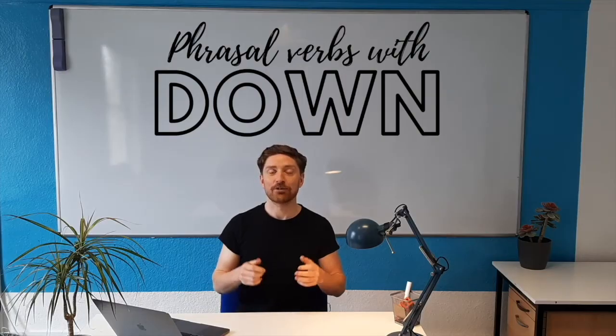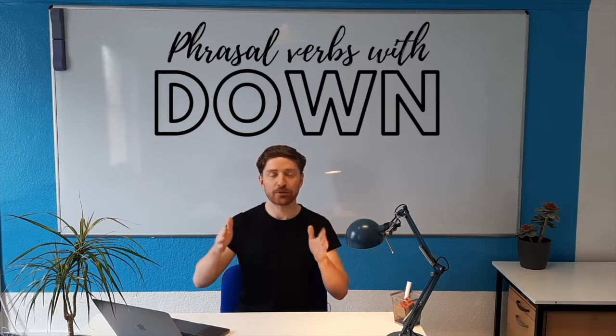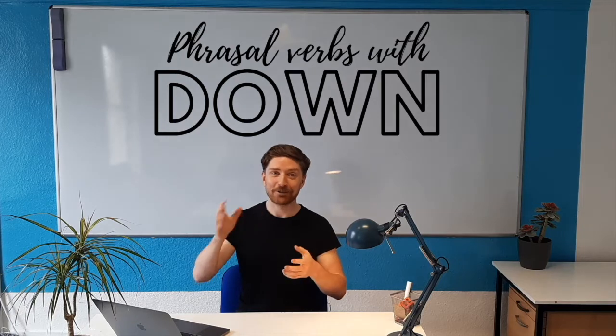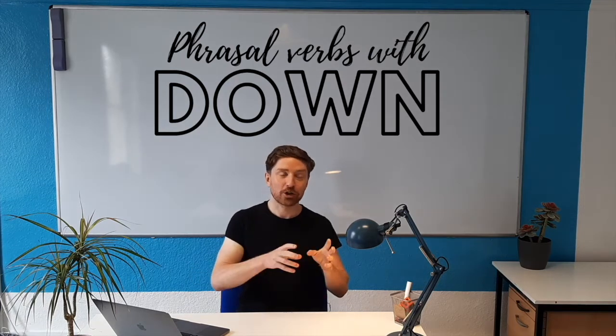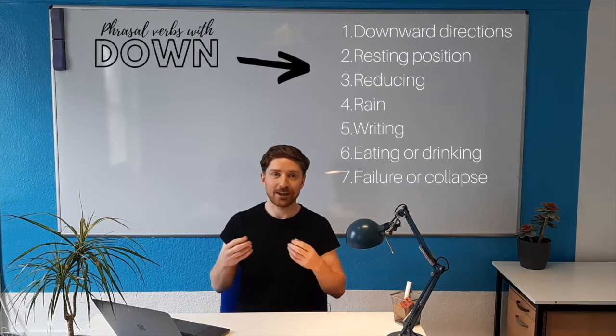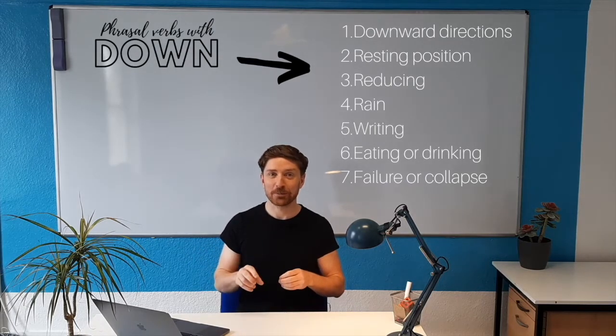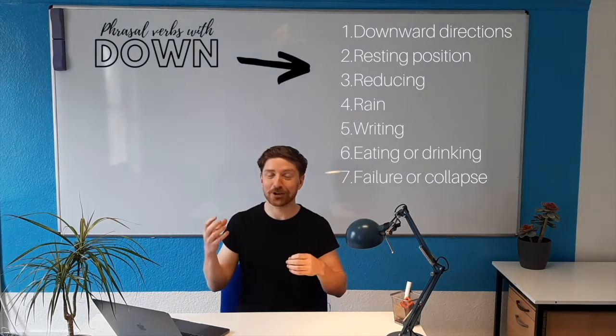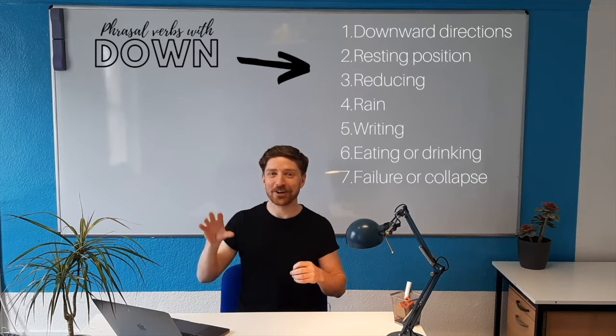So in this video we're going to look at a number of different groups of these phrasal verbs, 7 in total. We're going to look at the different meanings. So we have 7 different meanings of what down means when we see it in a phrasal verb. We're going to go through these group by group. And at the end of the video you're going to understand the logic behind the phrasal verbs. So we're going to get into it right now, start looking at these phrasal verbs.